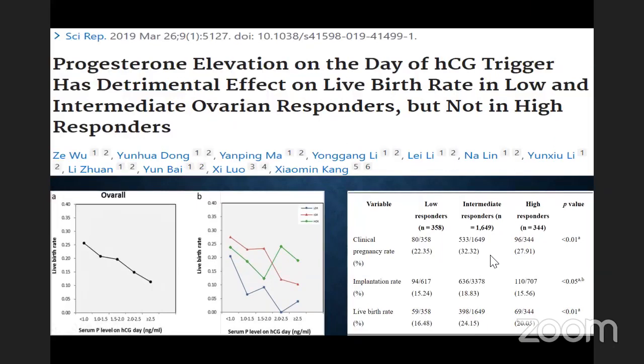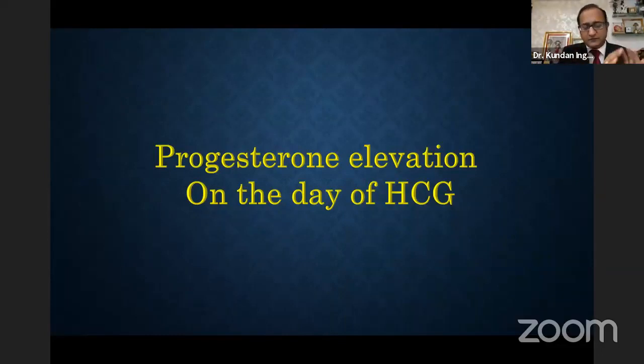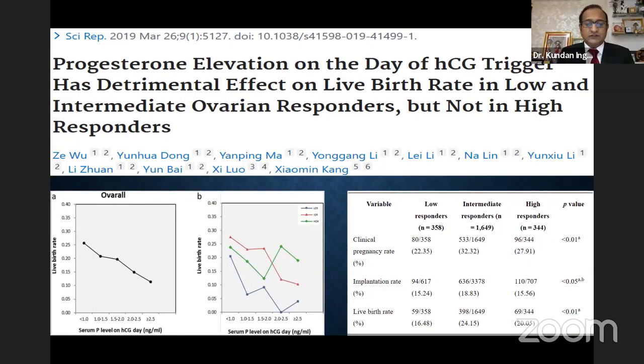Yeah, so I'm sorry for the interruption. I think there was a break in the internet. This was a study on progesterone elevation on the day of SCG. In 2019, this particular group divided all the patients into three groups: low responders, intermediate responders, and higher responders.